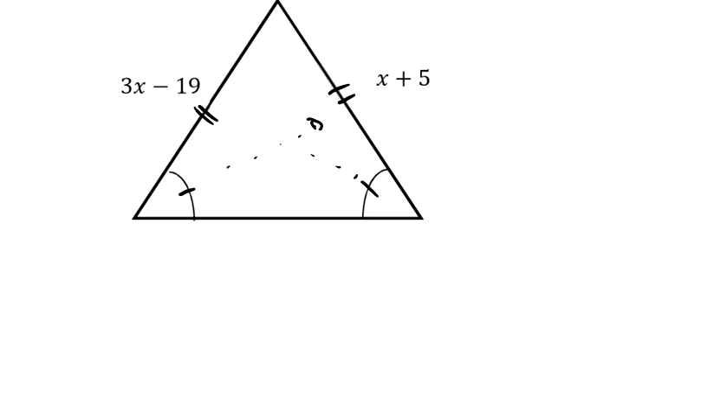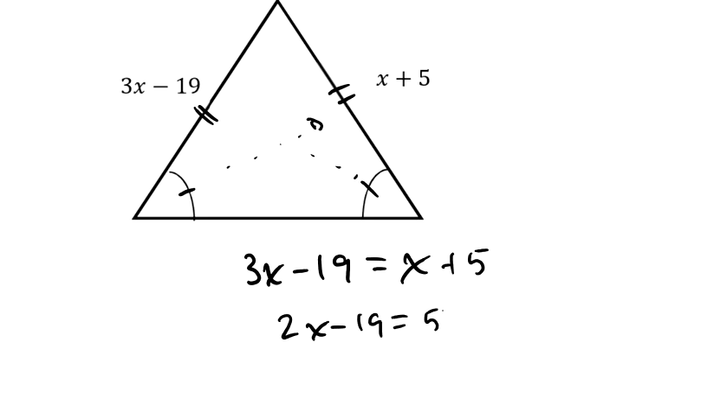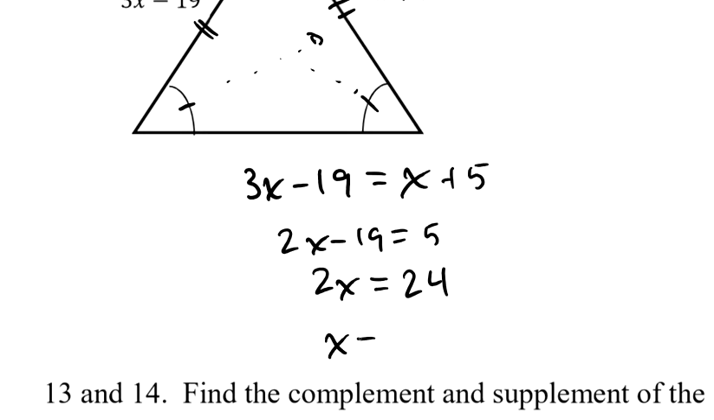So finding x is pretty simple here, right? It's just a matter of writing this equation that states that 3x minus 19 is the same thing as x plus 5. I can take away an x from both sides, get 2x minus 19 is 5, and then I can add a 19 to both sides. 2x is equal to 24, positive 24. And if I divide both sides by 2, I get that x is 12. So this is 12.